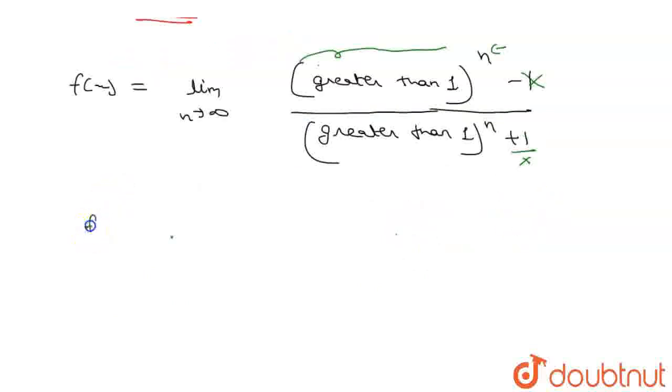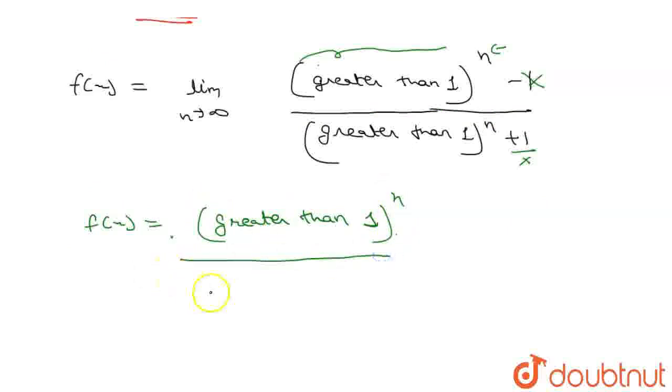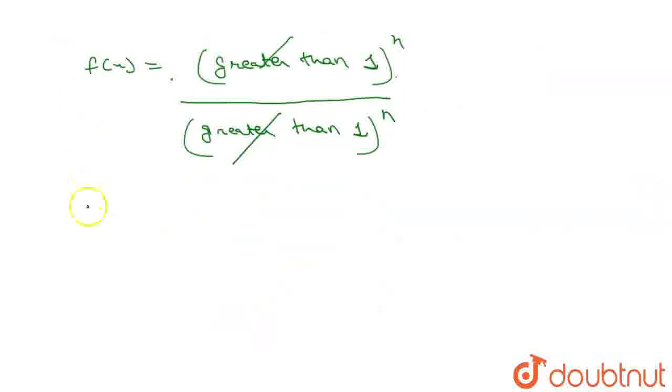So now f of x equals (greater than 1) raised to power n divided by (greater than 1) raised to power n. So this is basically cancelled out, so we can get 1. So from here we get our f of x function equals 1 for all x belongs to real number.